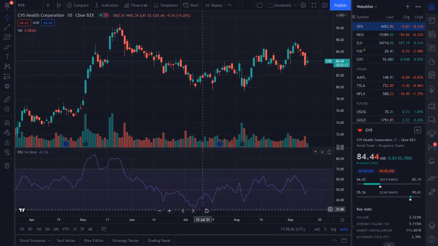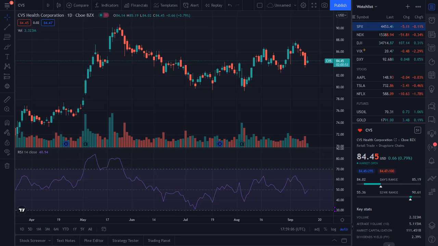So how we're going to apply this is using some of the signals that it can provide. And the first two pieces we're going to look at are these two lines. We have the 70 line, and then we have the 30 line. And anything above 70 is considered an overbought position, and anything below 30 is going to be considered oversold.